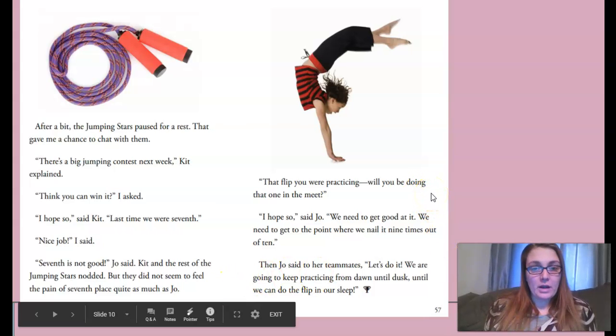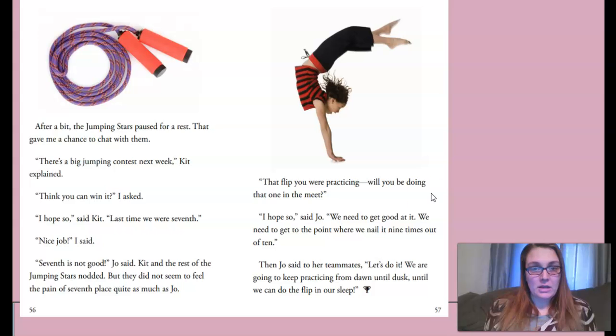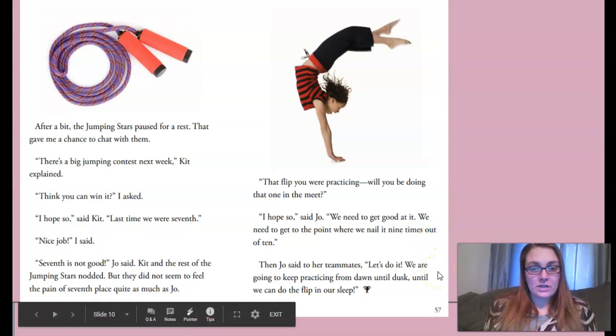"That flip you were practicing, will you be doing that one in the meet?" "I hope so," said Jo. "We need to get good at it. We need to get to the point where we nail it 9 times out of 10." Then Jo said to her teammates, "Let's do it. We are going to keep practicing from dawn until dusk until we can do the flip in our sleep."